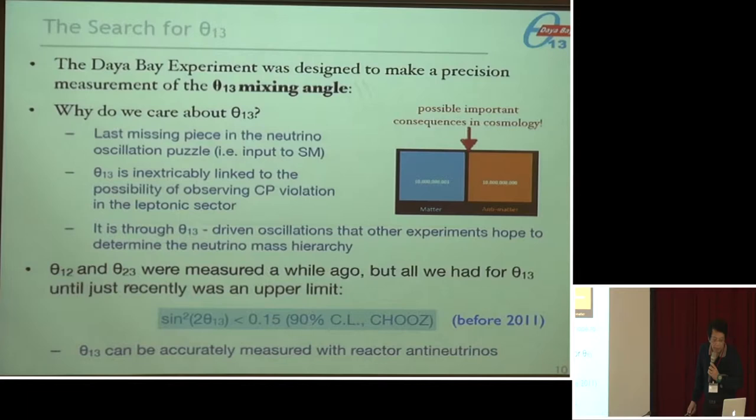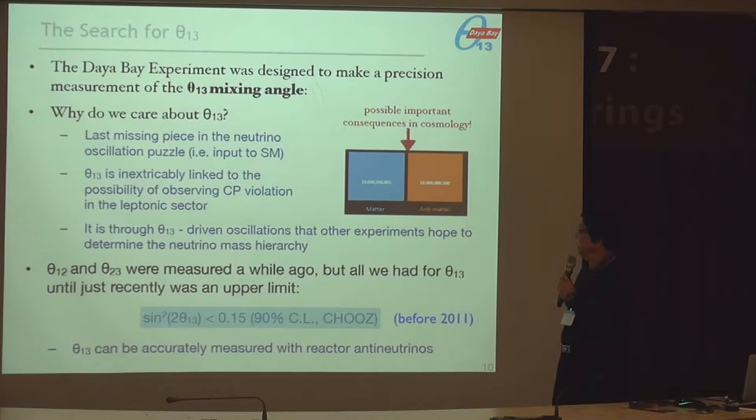Daya Bay was designed to make a precision measurement of the theta 13 mixing angle. Partly because around 2003, when the discussions started, theta 13 was not known, and in designing the experiment, we didn't know how big it was at the time. Nobody could predict it reliably. So we would like to measure as accurately as possible. That was the goal at that time, even though we had just set a limit.